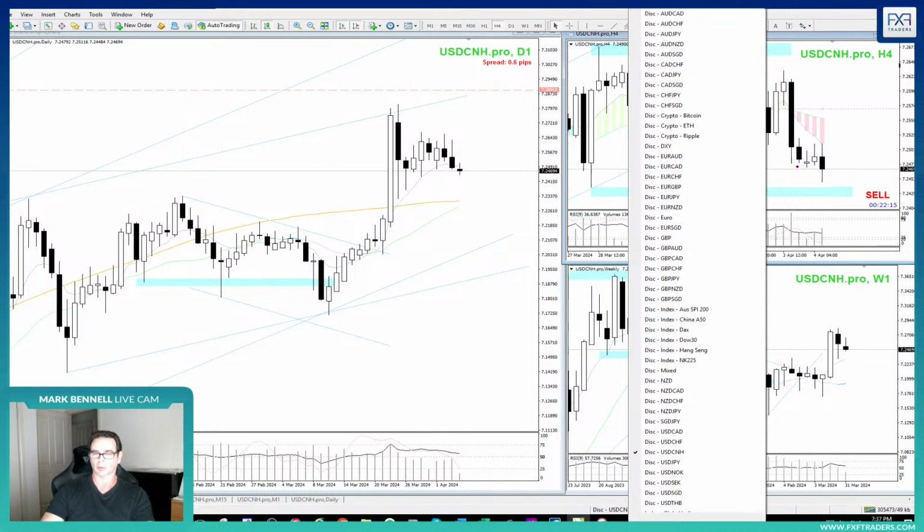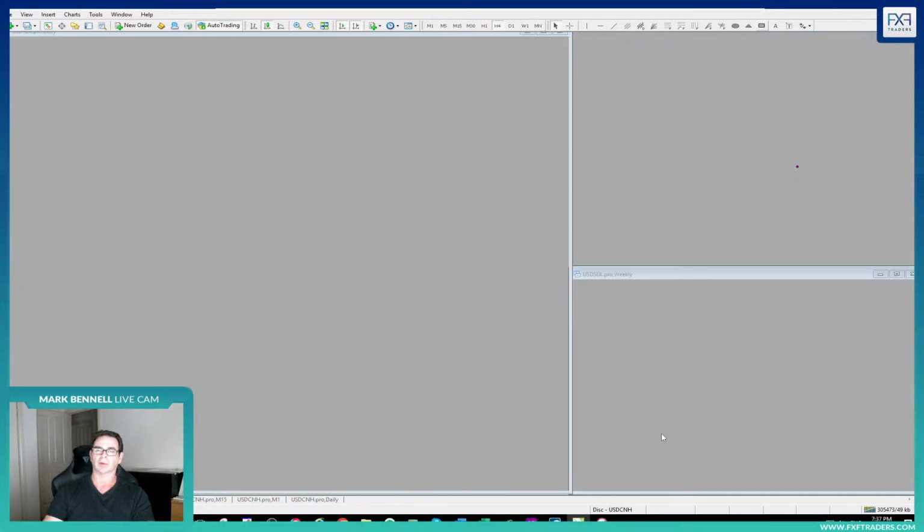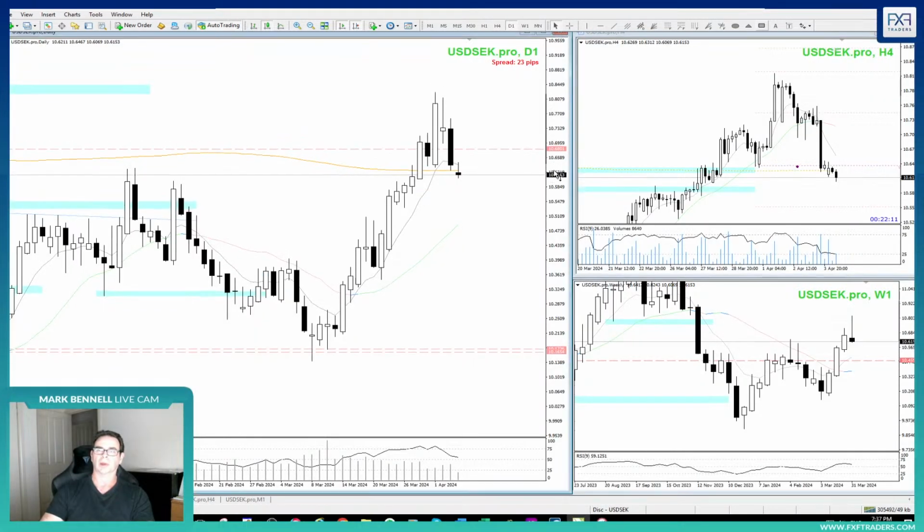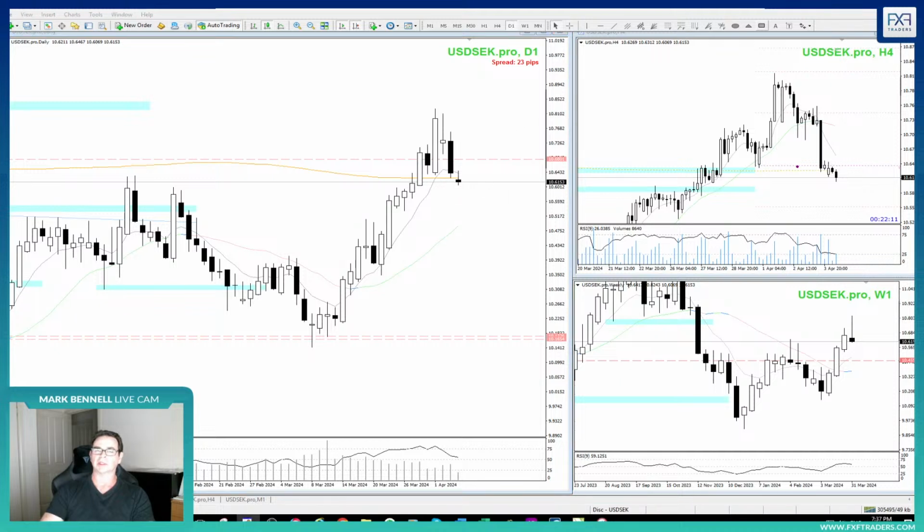Dollar Swedish krona. It's very similar, is it? No. All right, so notice we've got the big separation here. We've got the big move through here. We've got the moving average here. Notice how separated they are. So simply just looking for a move back in to close that separation.